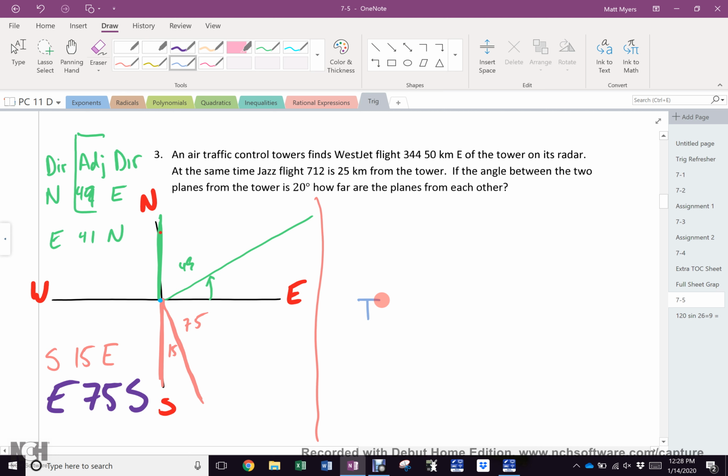There's the tower. Where is Flight 344, the WestJet flight? 50 kilometers East. So straight out here, there's WestJet. 50. Jazz is 25K from the tower. I don't say where it is. I don't have a lot of room up here, so I'm going to draw it down here. Jazz. How far is that?